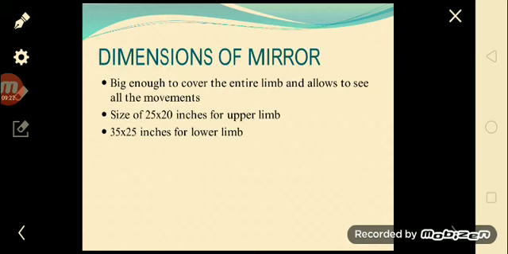Dimensions of the mirror: big enough to cover the entire limb and allow seeing all the movements. The patient has to see the entire limb movement so that he can gain that stimuli very fast. The size of the upper limb mirror is 25 by 20 inches, and the size of the lower limb mirror is 35 by 25 inches.